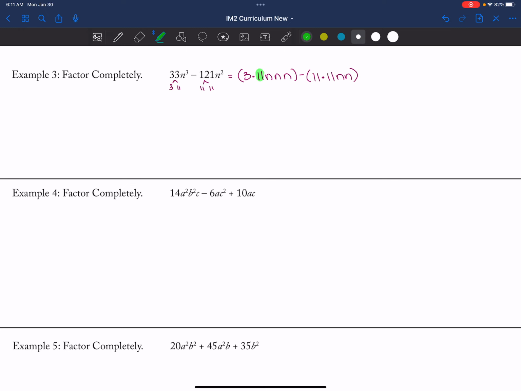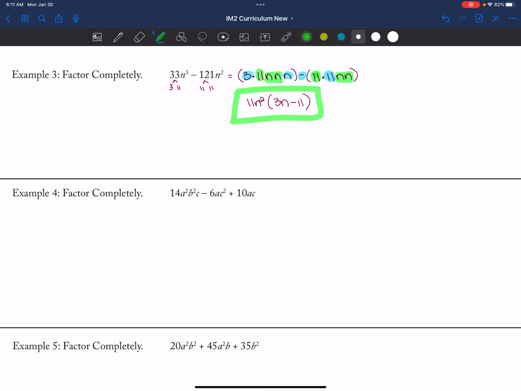So now both terms have an 11 in there, and both of them have 2 n's, which makes an n squared. So I can factor out an 11n squared, and then what I'm left with is a 3 and an n in my first term. I'm left with a subtraction sign in between, and I'm left with an 11 in my last term. And then that is my factored form.